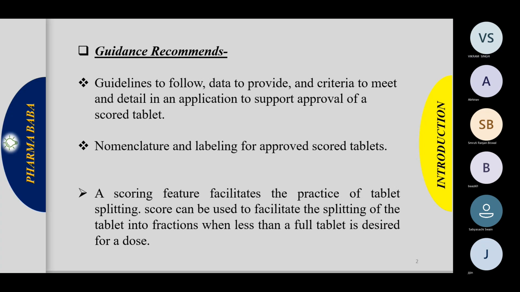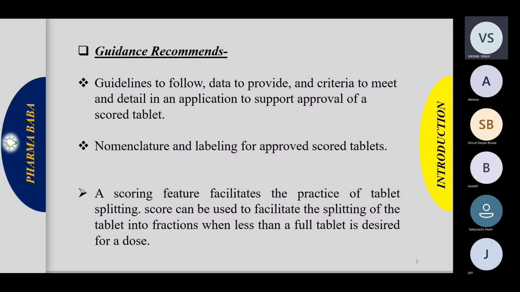Coming first, what is scoring? Scoring features facilitate the practice of tablet splitting. Score can be used to facilitate the splitting of the tablet into fractions when less than a full tablet is desired for a dose. As formulators, we see that sometimes a tablet has scoring, or some people use the nomenclature break line also. When there is a break line, what is that break line meant for? In most cases, when the break line is functional, it is meant so that the patient can split the tablet at the break line and take a divided dose.